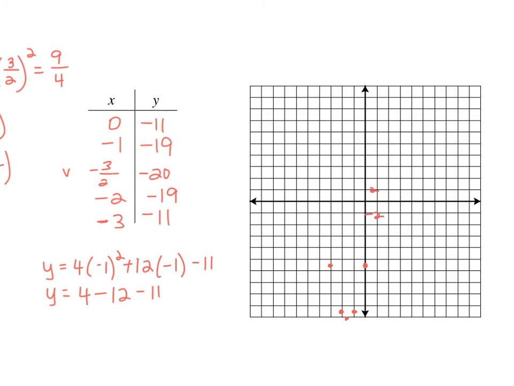Make sure that everything fits on your grid, okay? Don't add extra grid lines. Just do your scaling so that everything will fit. The original function had a leading coefficient that was positive, so we should be getting a parabola that's opening up, which indeed we are.